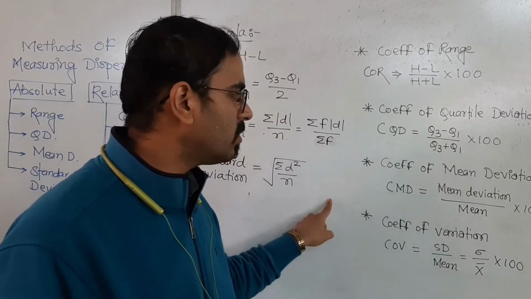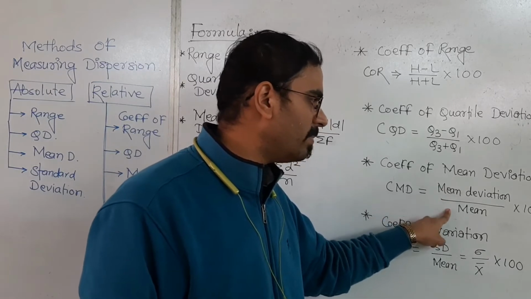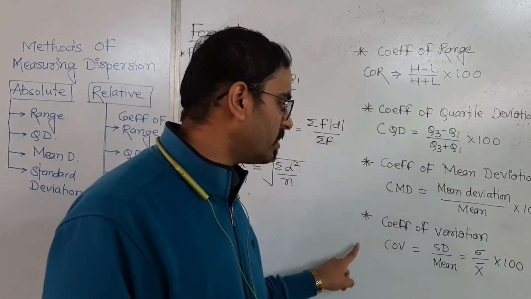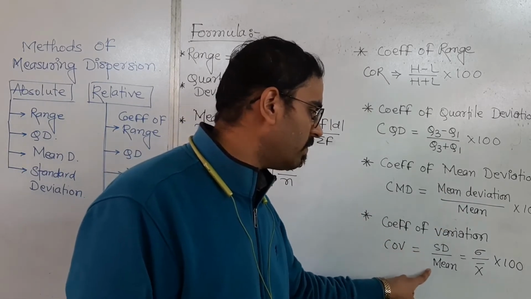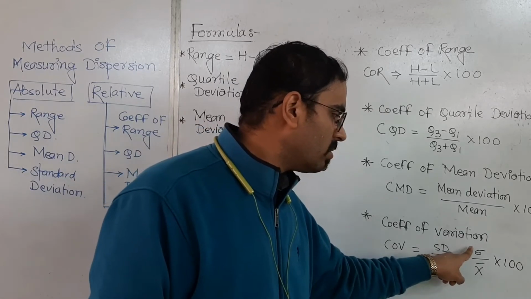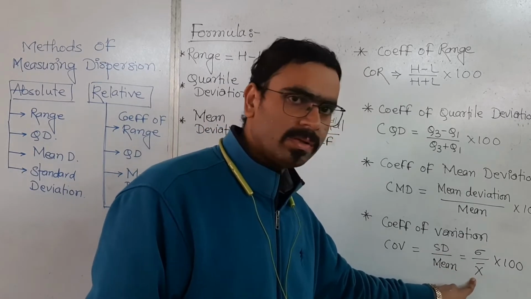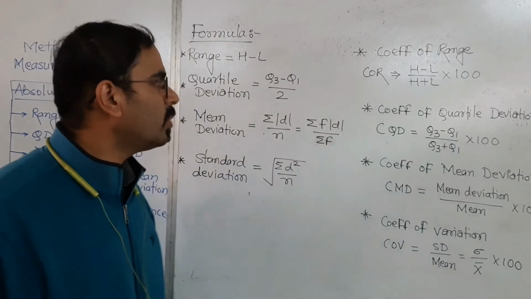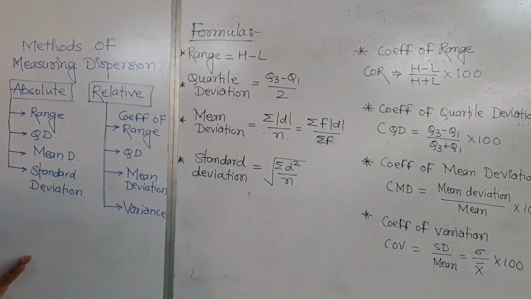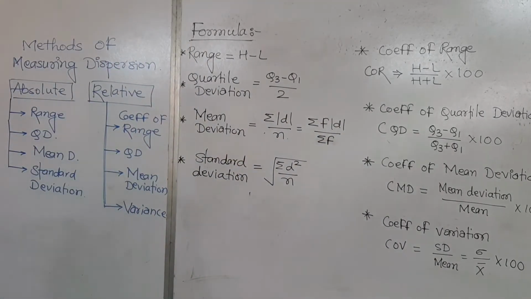Coefficient of mean deviation is what? Mean deviation divided by mean into 100, and coefficient of variation is standard deviation divided by mean, in terms of symbols. In this way we have seen the formulas. Now we are going to see the examples.